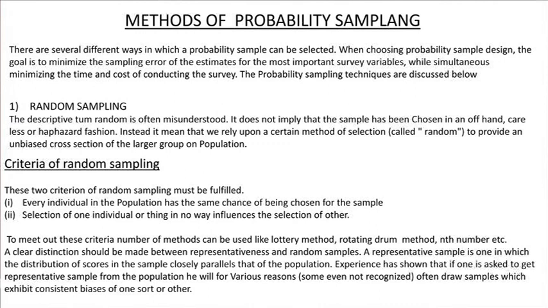First technique of probability sampling is called random sampling. The descriptive term random is often misunderstood. It does not imply that the sample has been chosen in a careless or haphazard fashion. Instead, it means that we rely upon a certain method of selection called random to provide an unbiased cross section of the large group of the population.